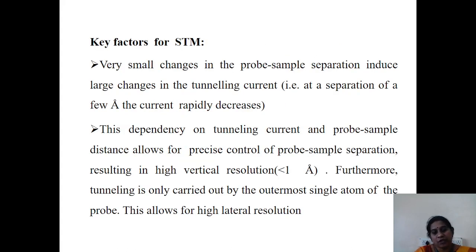These are the key factors for STM. Very small changes in the probe-sample separation induce large changes in the tunneling current. That is, at a separation of a few angstrom, the current rapidly decreases. The next key factor is that the dependency of the tunneling current on the probe-sample distance allows for precise control of the probe-sample separation, resulting in high vertical resolution. Furthermore, tunneling is only carried out by the outermost single atom of the probe. This allows for high lateral resolution.